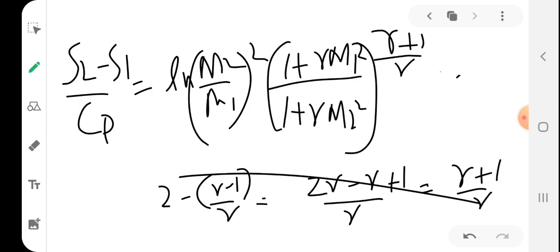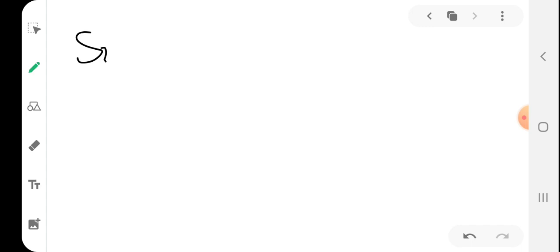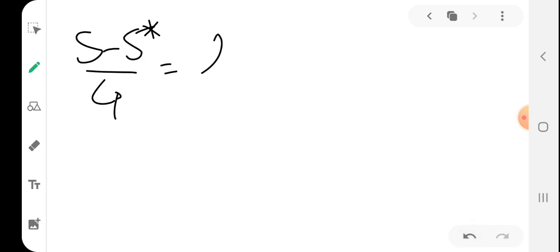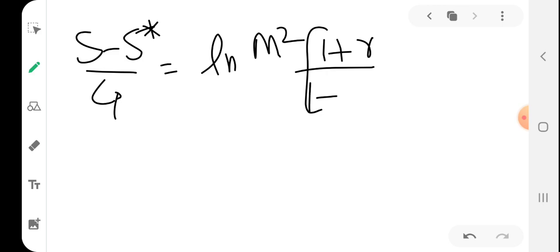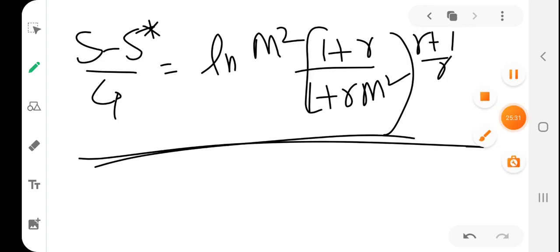So students, S minus S star by Cp can be written as log of (M by 1), which is M square, into (1 plus gamma) by (1 plus gamma M square), raised to gamma plus 1 by gamma. This is the equation for S minus S star.